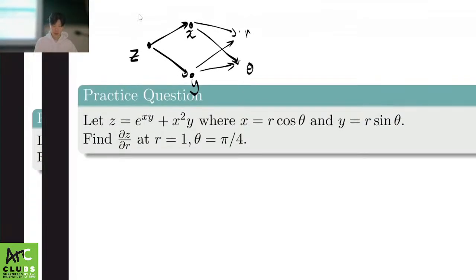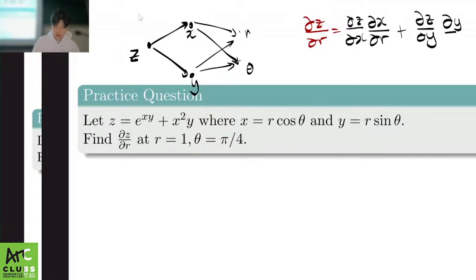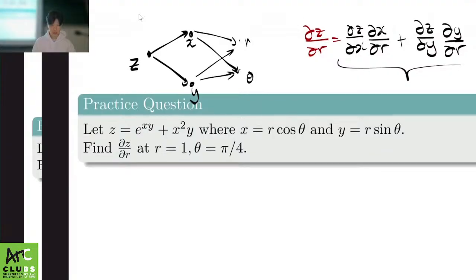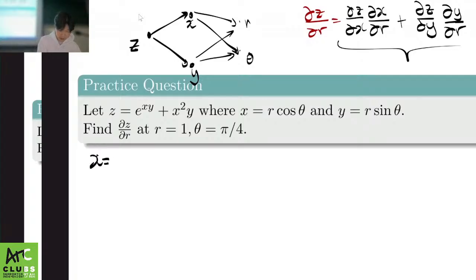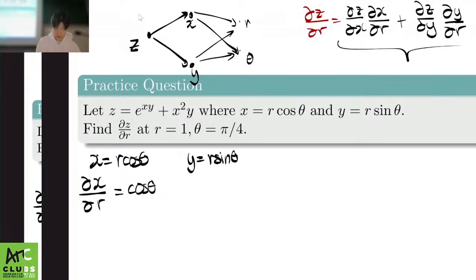So if I want to find just going to r, that means dz dr can be, I can go the top route and then go straight ahead, or I can go to y and then go back up. So I want to find all of this and plug it into the formula. So let's see. If I have x is equal to r cos theta, partial x with respect to r is just going to give me cos theta. And if I have y is equal to r sin theta, partial y with respect to r is just going to give me sin theta.